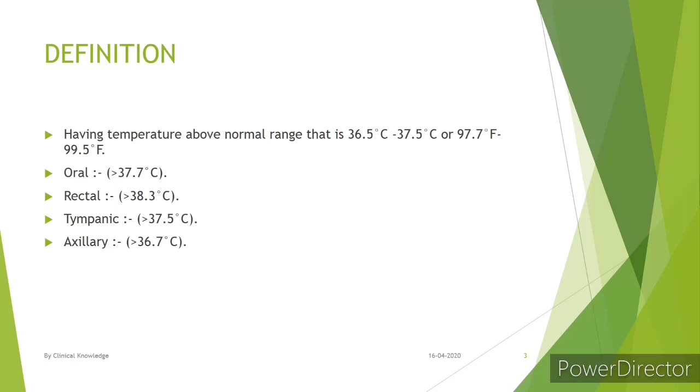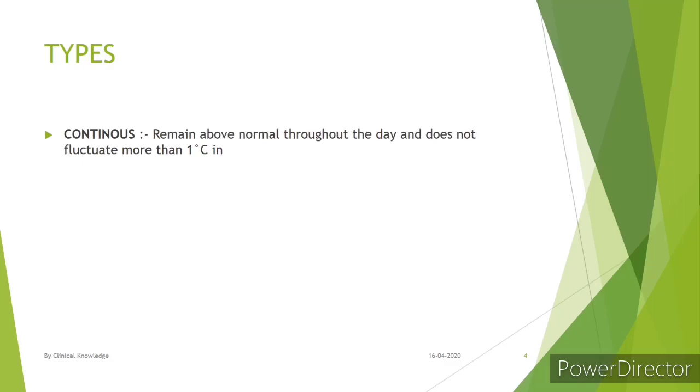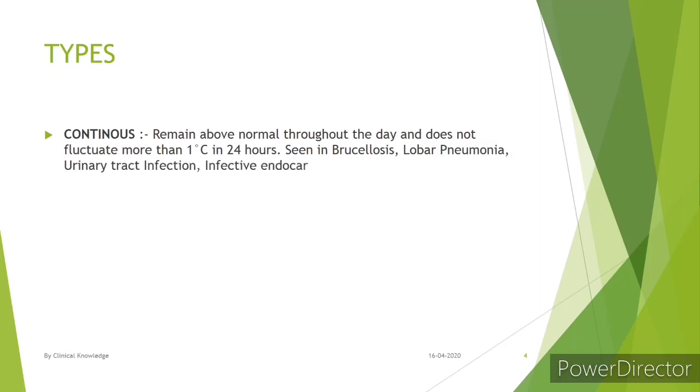Types of fever: continuous, remains above normal throughout the day and does not fluctuate more than 1 degree Celsius in 24 hours. Seen in brucellosis, lobar pneumonia, urinary tract infection, infective endocarditis, remember as BOUE, blue. Remittent, remains above normal and fluctuates greater than 1 degree Celsius, seen in infective endocarditis and typhoid, remember as IT.